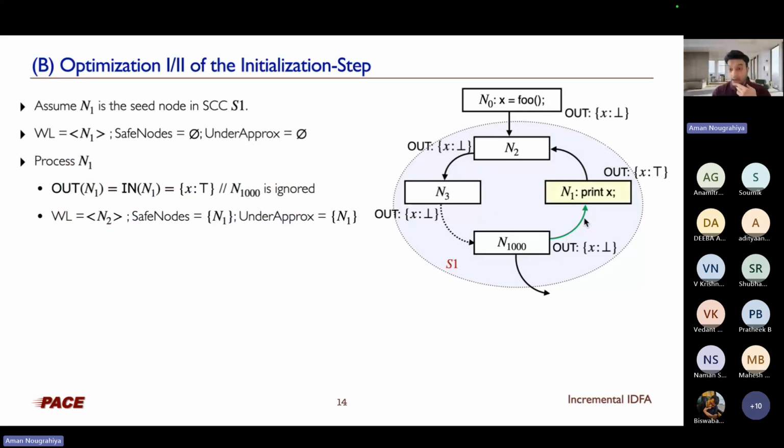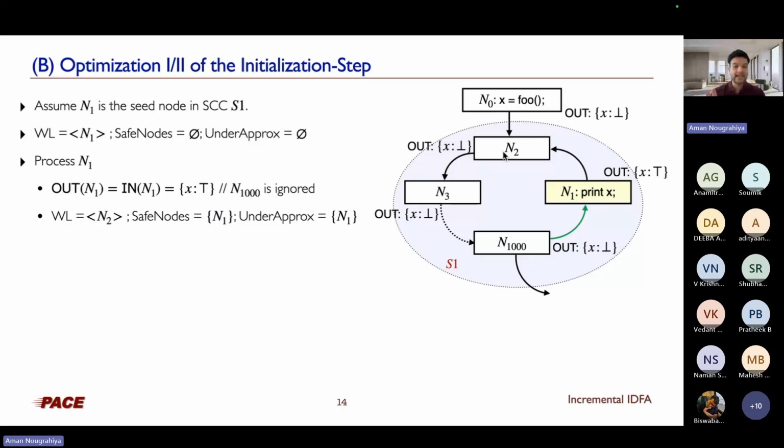Now, as I said, we will ignore all the potentially unsafe incoming flow maps. Since N1000 is not a safe node, we will ignore it. As a result, what we will see at the in of N1 is that X is mapped to top, the least informative value. Then the out, since I'm not writing to X, will not change and X will continue to map to top. Now this has changed because, if you recall, earlier it was bottom. Therefore I will add N2 to the work list, because N1's out has changed. N1 is now a safe node.